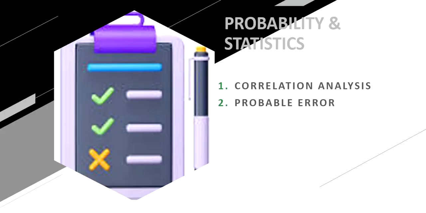So these are the topics that we are going to discuss under probability and statistics. That is correlation analysis and probable error. This carries maximum marks. So I have taken the correlation analysis and how to calculate the probable error, and we'll do hands-on so that it appears for 8 marks with respect to BCU data analytics exam.